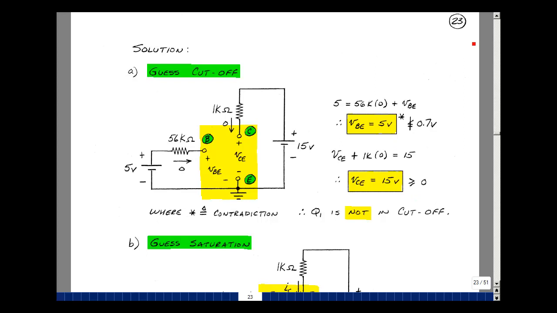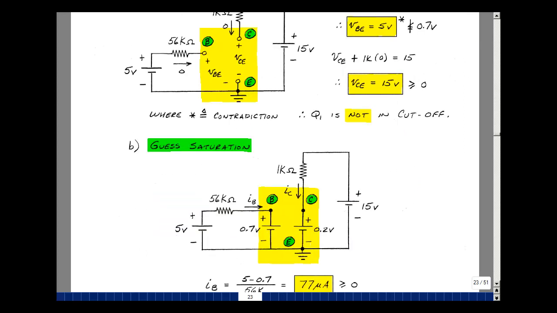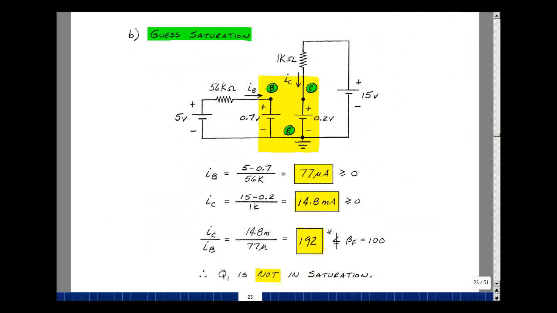Let's guess the next simplest model, which is saturation. Take the transistor out. We'll put between the base and emitter VBE on, which we're assuming to be 0.7, and between the collector and the emitter VCE sat, which we're assuming to be 0.2. We need to show that the base current and the collector current are greater than or equal to 0, and that the ratio of IC to IB is less than or equal to beta F.